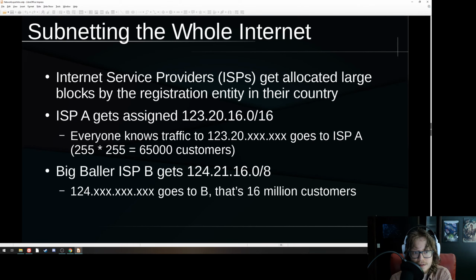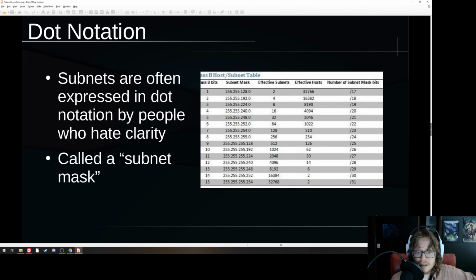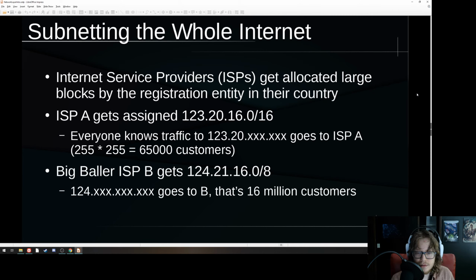How many would that be? Let's see. What's a /12? The last one we have here is a /17. Okay, so a /16 was 65,000 customers, right? So it's going to double another 4 times.